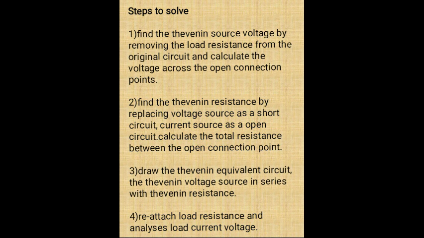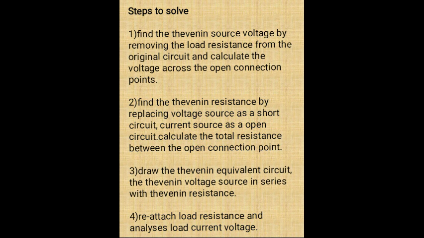Second, find the Thevenin resistance by replacing voltage source as short circuit and current source as open circuit. Calculate the total resistance between the open connection points. It means RTH or series resistance can be found by replacing voltage source as a short circuit and current source as an open circuit in the given network, and we have to find R internal or internal resistance of the circuit.